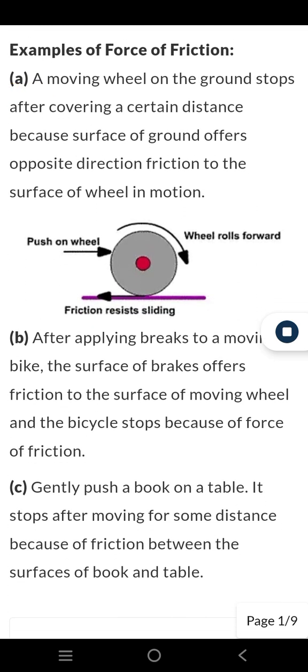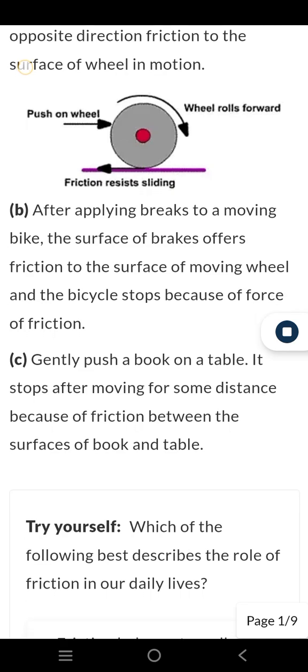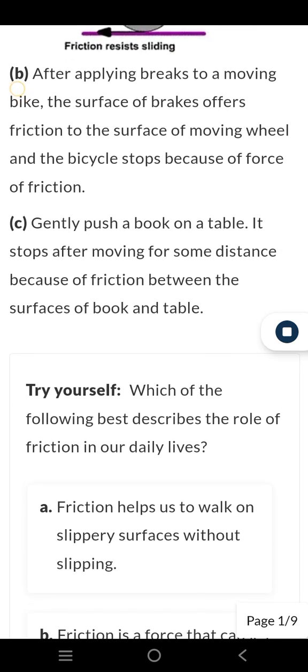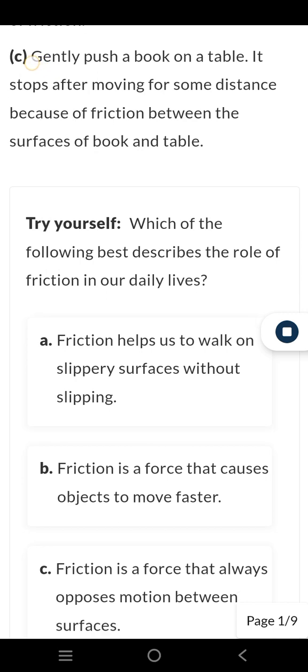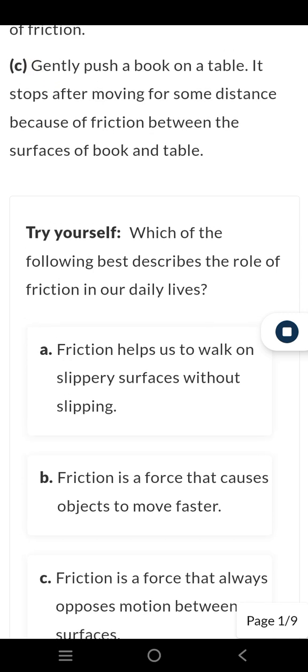Examples of force of friction. A. A moving wheel on the ground stops after covering a certain distance because the surface of the ground offers opposite direction friction to the surface of the wheel in motion. B. After applying brakes to a moving bike, the surface of the brakes offers friction to the surface of the moving wheel and the bicycle stops because of the force of friction. C. Gently push a book on a table. It stops after moving for some distance because of friction between the surfaces of the book and the table.